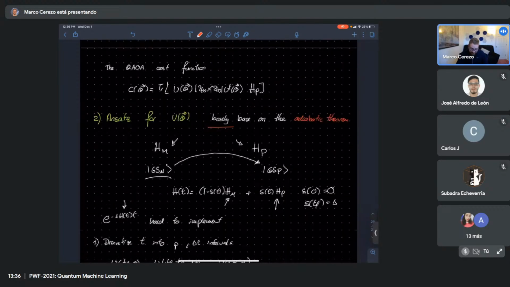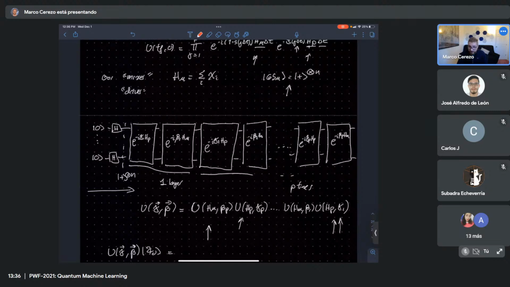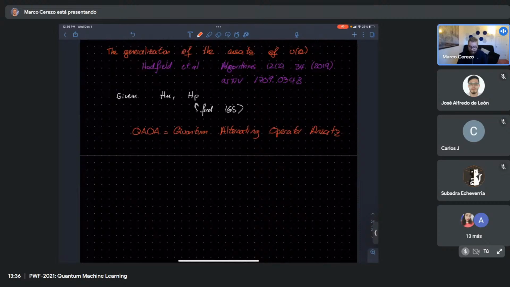The paper is a really nice paper. It's called From the Quantum Approximate Optimization Algorithm to the Quantum Alternating Operator Ansatz. I'm like, really? Come on. There are so many acronyms, so many names. You had to pick the first one, didn't you?